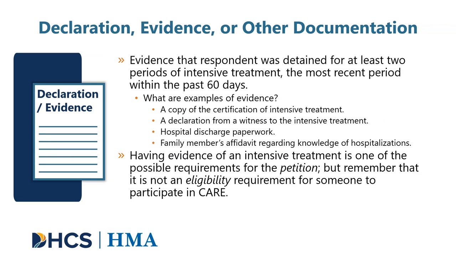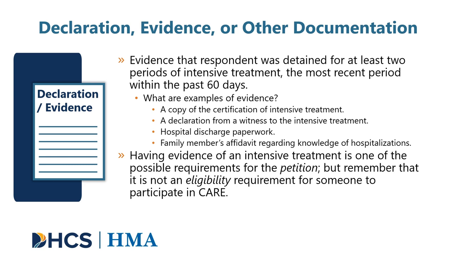We just went through the requirements of the CARE-101 form, or the Mental Health Declaration. The other option to support the petition is declaration, evidence, or other documentation that the respondent was detained for at least two periods of intensive treatment, the most recent within the past 60 days. What are examples of evidence? A copy of the certification of intensive treatment, a declaration from a witness to the intensive treatment, hospital discharge paperwork, or a family member's affidavit recording knowledge of hospitalizations are all examples of what could qualify.